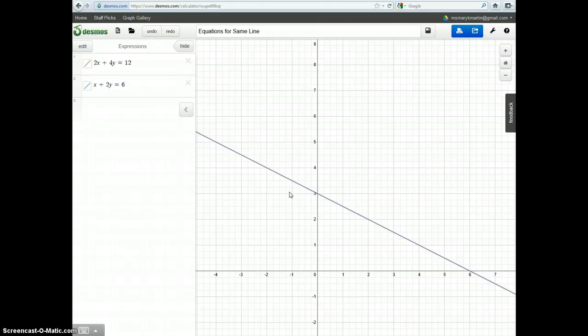Graphing is just one way to solve systems of equations. As we continue through this unit, we will also talk about how to solve systems of equations using substitution and elimination. Which method you prefer is up to you. Sometimes graphing is the easiest way, other times it's not.